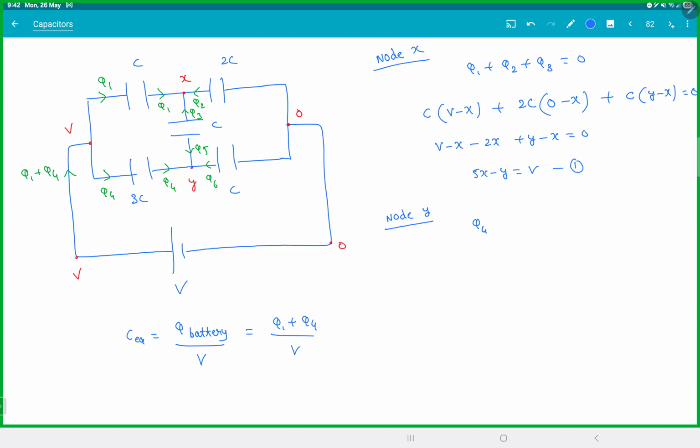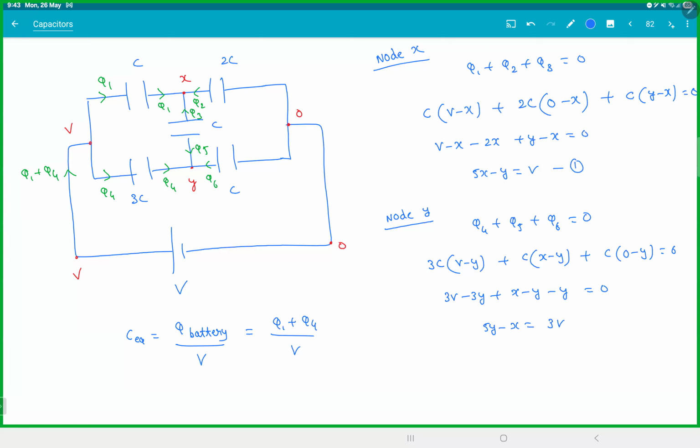Node Y. Q4, Q5, and Q6 is 0. 3C into (V minus Y), C into (X minus Y), C into (0 minus Y). 3V minus 3Y plus X minus Y is 0. This is 5Y minus X is equal to 3V.